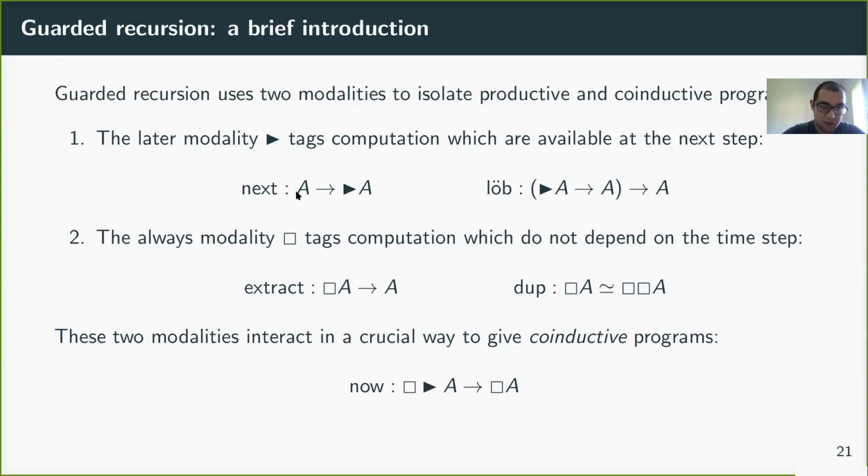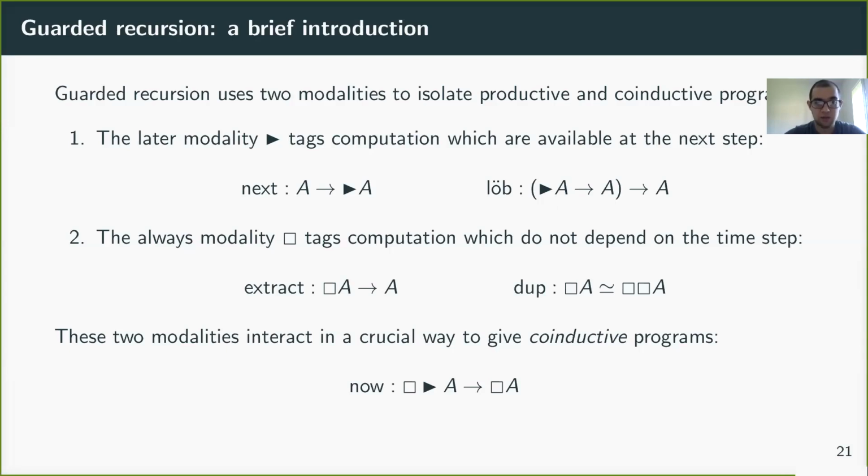So if we have something which is available now, we can always forget that it's available now and use it later. But the key operation is Löb induction, which says that if you assume that something is available later and produce it now, that's sufficient to get it right now. So this is a sort of inductive principle, which is going to give us guarded recursion. I should say this is like induction on the time step. Now, on its own, later and Löb just give us a way to have sort of synchronous guarded programs. But we want more than that.